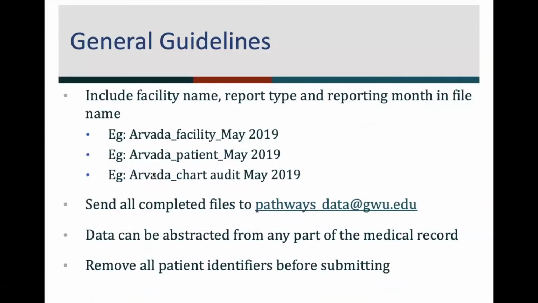Send all completed files to Pathways. There is an underscore here, but because it's underlined, it's not showing. But it's pathways_data@gwu.edu. As a reminder, data can be abstracted from any part of the medical record, so don't feel limited to only one section. And again, remove all patient identifiers before you go ahead and submit it to us.